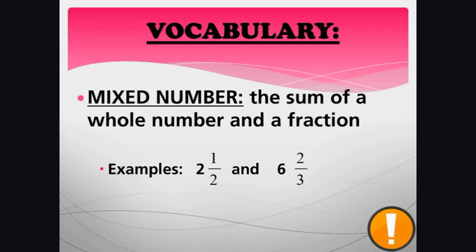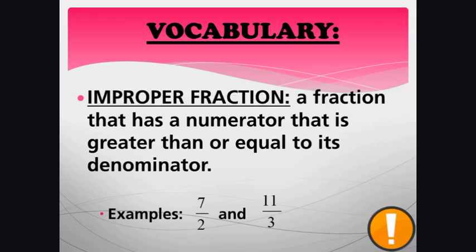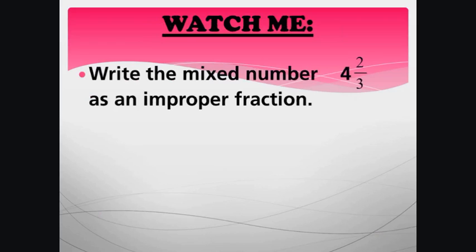But improper fractions are when the numerator is larger than the denominator. It's a fraction that has a numerator greater than or equal to its denominator, I guess I should say. And we're going to really work on converting between the two, from an improper fraction to a mixed number, or from a mixed number into an improper fraction. So let's go ahead and take a look at what that looks like.